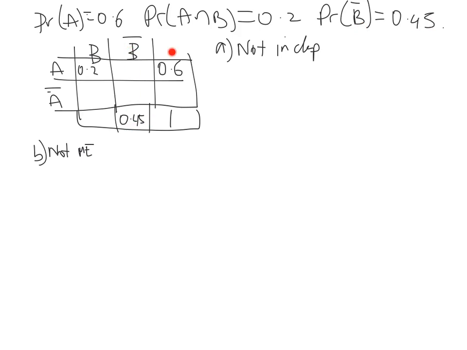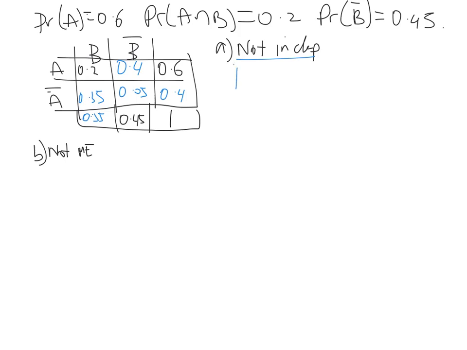Now, we can just add values up as we go. So 0.2 to make 0.6 has got to be 0.4. To make 0.45, it's got to be 0.05. To make 1, it's got to be 0.4. To make 1, this has got to be 0.5. So then this will be 0.35.